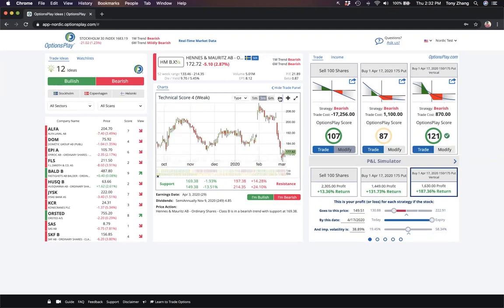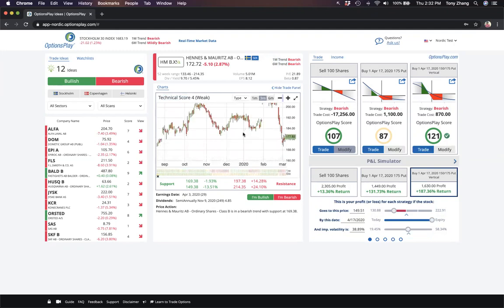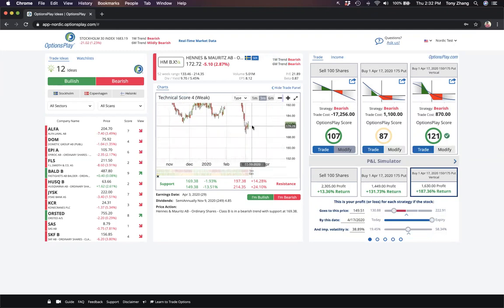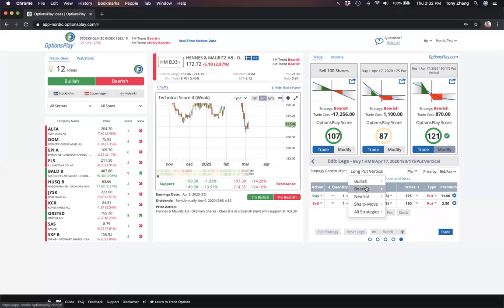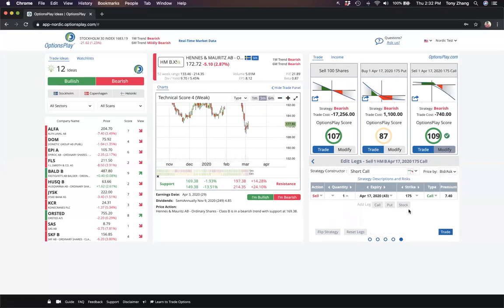So if we zoom out on a chart here, maybe you believe that H&M is headed significantly lower. I don't know whether you think it's going to move a lot lower or a little bit lower, but let's take a look at a few different options here. What I'm going to do is use options play. I'm going to select I'm bearish, and we can look at shorting the stock. We can buy a put, and then I'm going to change this to selling a call. And I want to show you what these look like. So I can short the stock, I can buy a put option, I can short a call.